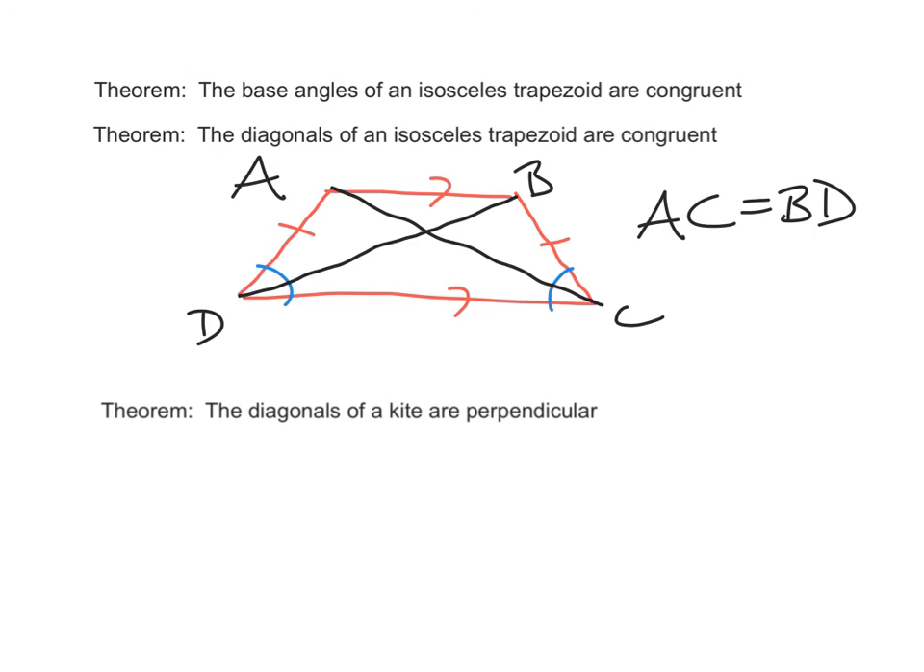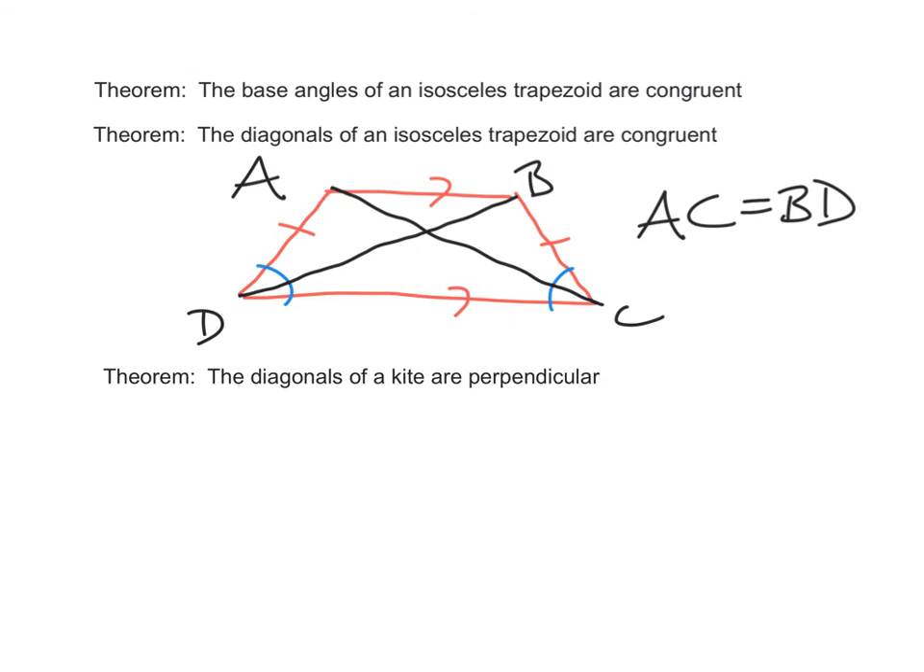All right, last but not least, I'm sure you're hoping for this to be done here. It says a kite. Let's go kite. Remember, adjacent sides congruent. So this is saying the diagonals, this diagonal and this diagonal, are perpendicular. All right, and that's about it. That's about it for this section. So we will apply that when we get to class.